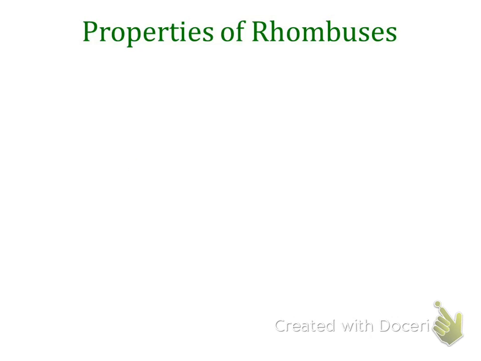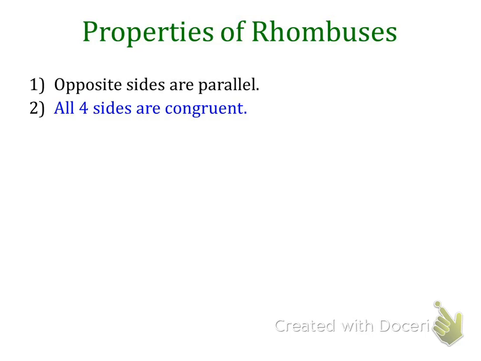So, properties of rhombuses. Fill in the blanks along in your notes. Properties of rhombuses. Opposite sides are parallel. This is a different one. That's why I have it in a different color. All 4 sides are congruent.